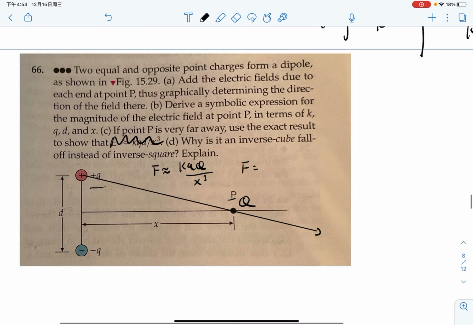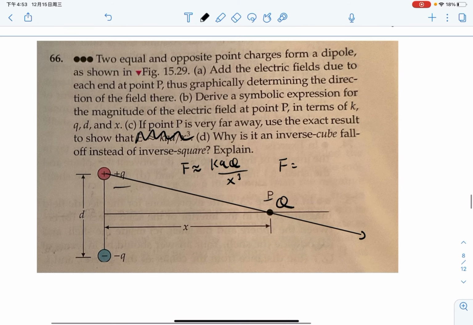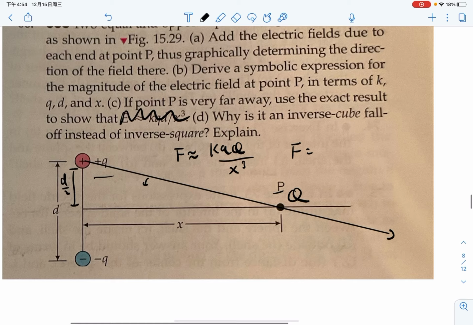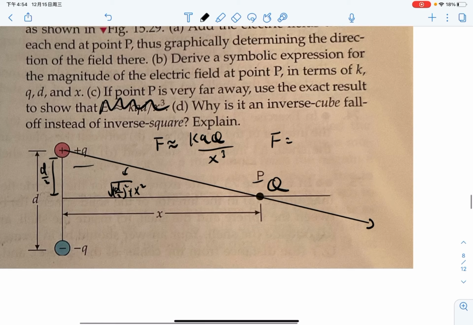Now we know that the distance is equal to d divided by 2. Using the Pythagorean theorem, this side is going to be the square root of d divided by 2 squared plus x squared. And we draw a force diagram over here. This is going that side, and this is going to that side.